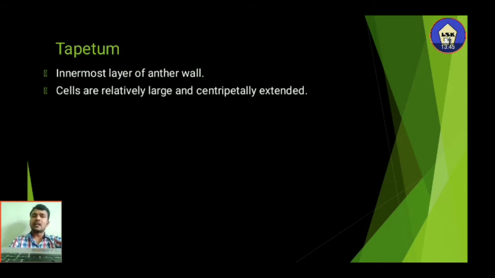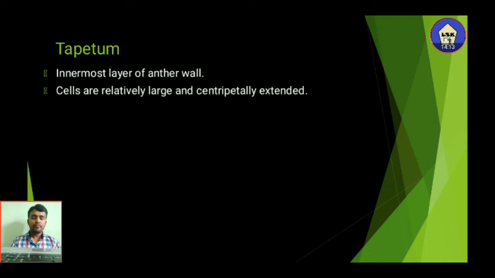Now some additional points regarding the tapetum. It is the innermost layer of the anther wall, and the cells are relatively larger in size, and they consist of dense cytoplasm and a multinucleate structure. Just remember, the tapetal cells consist of more than one nucleus, so they are multinucleated. Tapetum is multinucleated and consists of dense cytoplasm. The cells are relatively larger in size and centripetally extended.